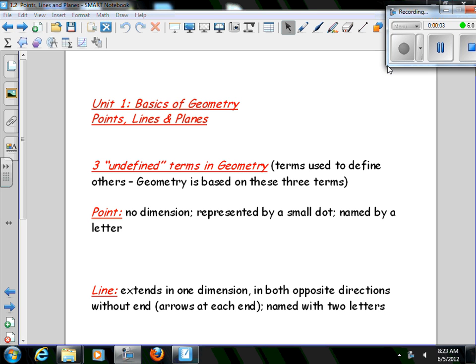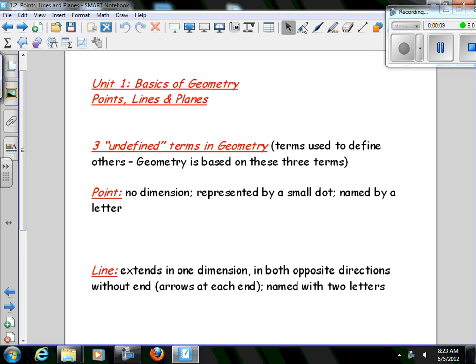Today we're continuing with the basics of geometry and talking about points, lines, and planes. There are three undefined terms in geometry, and these are terms that we use to define others. Geometry is based on these three terms. The first one is a point. A point has no dimension, and it's represented by a small dot named by a letter.